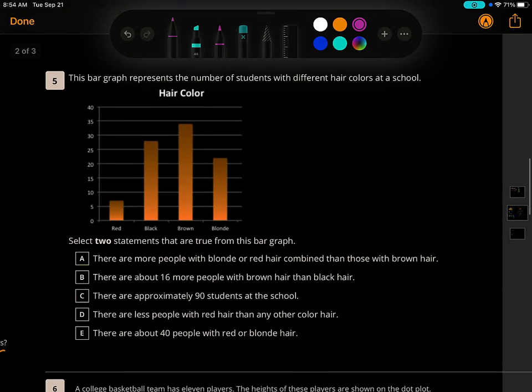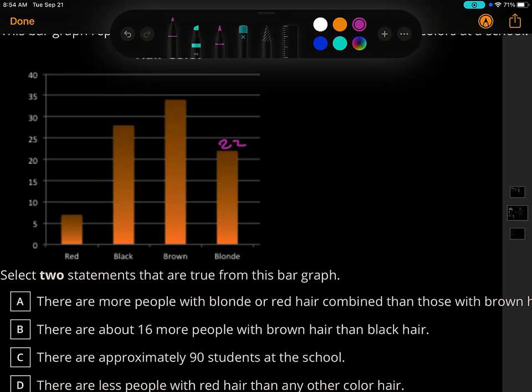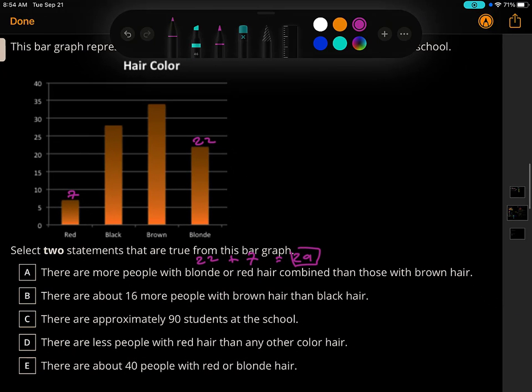All right, let's go on to question number 5. The bar graph represents the number of students with hair colors at a school. Select 2 statements that are true from this bar graph. A, there are more people with blonde or red hair combined. So how many blondes do I have? I don't know. That looks like maybe 22. Red hair maybe 7. So combined, that would give me 29.